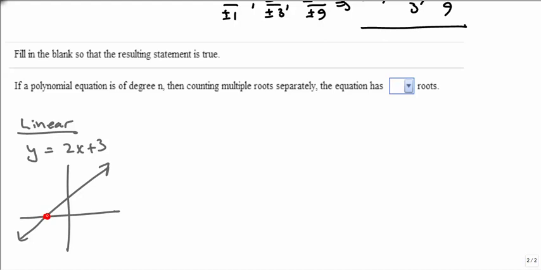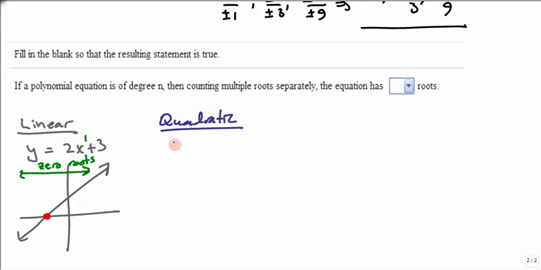Now we can also get a linear to cross only once. We can't get it to cross twice because it would have to turn back down. I can get it so it doesn't cross at all if it is a horizontal line. So this would be 0 roots up here. And another way to say roots is a zero. Here we have a single root, or a single zero, or a single solution. So if you think about it, the power on my linear term is 1, and the most number of roots is 1. Let's go ahead and look at quadratic.